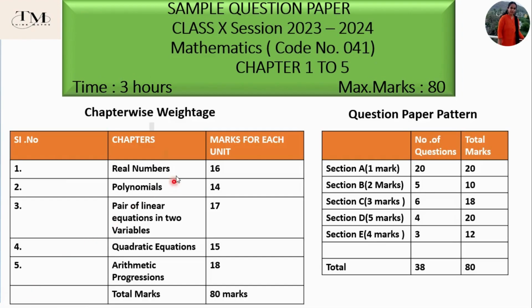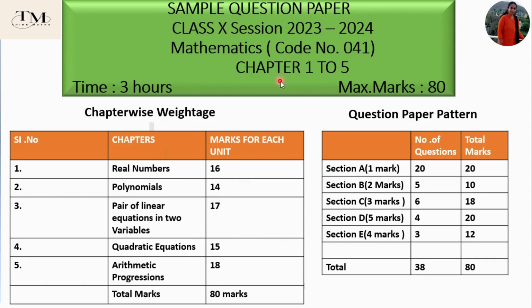In this session, we are going to discuss the sample question paper based on chapters 1 to 5. In real numbers, the marks allotted is 16. In polynomials, the marks allotted is 14. In the third chapter, pair of linear equations in 2 variables, the marks allotted is 17. In quadratic equations, the marks allotted is 15. In arithmetic progression, the marks allotted is 18. This is the way marks are allotted for each chapter.